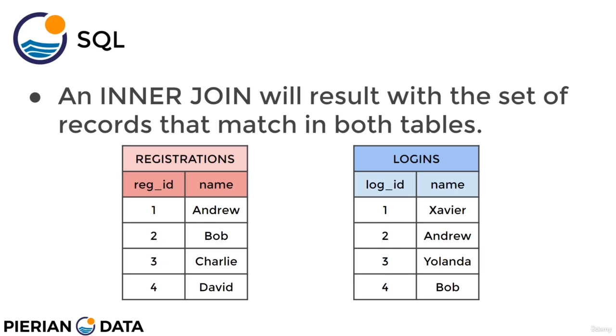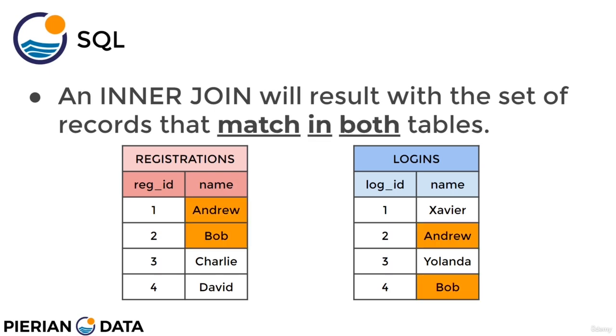So we have that discrepancy of Xavier and Yolanda in the logins table, and Charlie and David in the registrations table. Where do we actually have a match in both tables? Well, we have Andrew and Bob. Andrew and Bob are the only ones that both registered and logged in the day of the conference. So an inner join is going to join these tables together for records that are a match in both tables. When we're talking about an inner join, we're only looking for the set of records that happen to be in both tables. And in this case, that would only be Andrew and Bob.